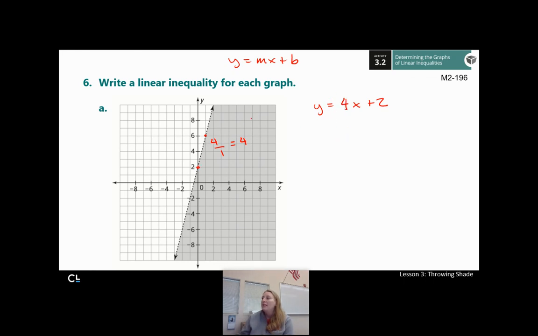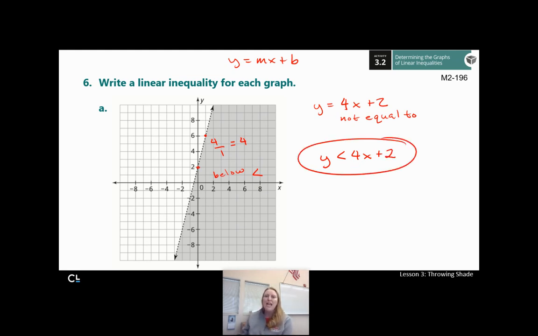Now, I notice it's a dashed line, so it's not equal to. It looks like, though, if I pick a point, it's shaded below. So that, to me, says it should be a less than symbol. So we're going to say that y is less than 4x plus 2. Hooray us.